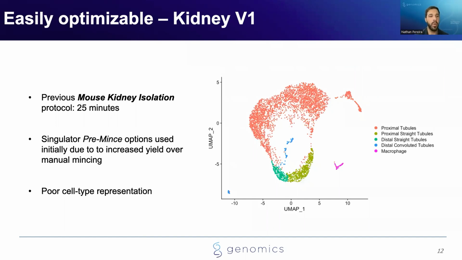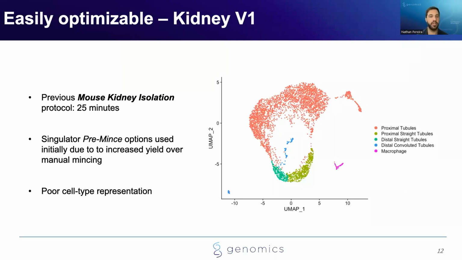So one of the things I've been touting again is the ease of optimization. Here's some data showing kidney cells that were isolated on the Singulator. You can see a pretty poor cell type representation. This was our V1 protocol before launch. It was pretty much just an isolation of proximal tubules and distal tubules and a couple of macrophages, so we're missing a fair amount of cell types. We put in whole tissue and incubated for 25 minutes, without getting too much into the protocol.